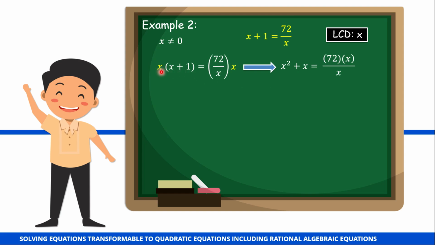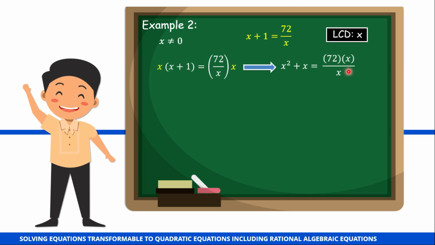I-distribute natin ang x dito sa nasa loob ng ating parenthesis. So x times x, the answer is x squared. And then x times 1, answer is positive x. So we now have x squared plus x. Next, yung x dito, i-multiply lang natin sa ating numerator. Okay, and kung mapapansin natin, hindi ko pa siya i-sinisimplify. We have 72 times x divided by x.